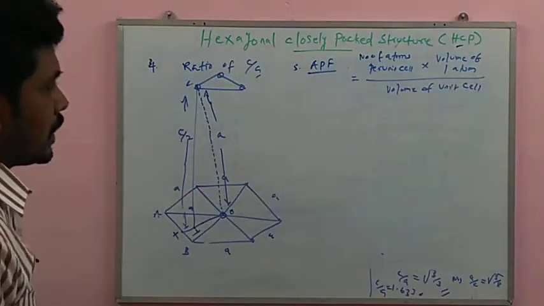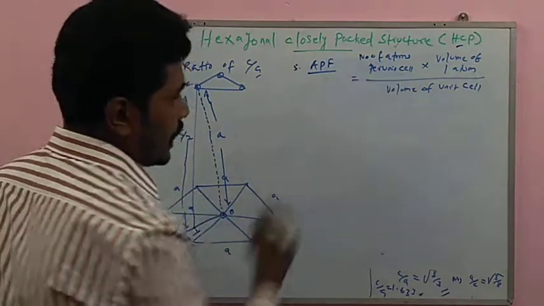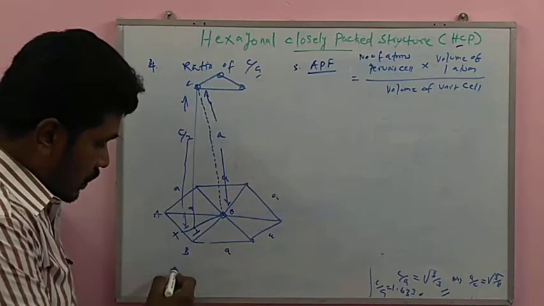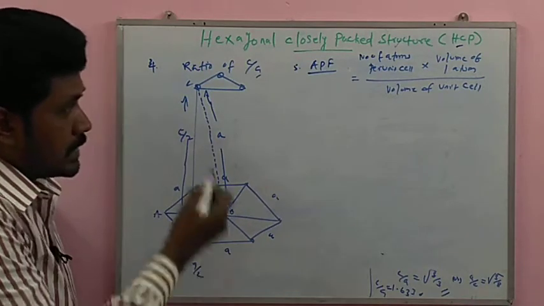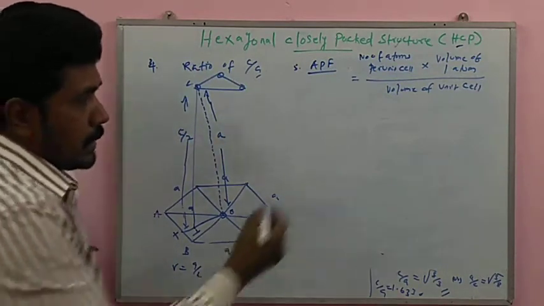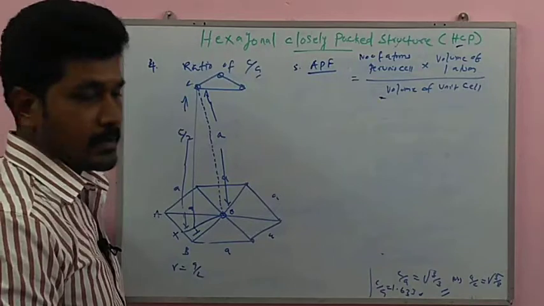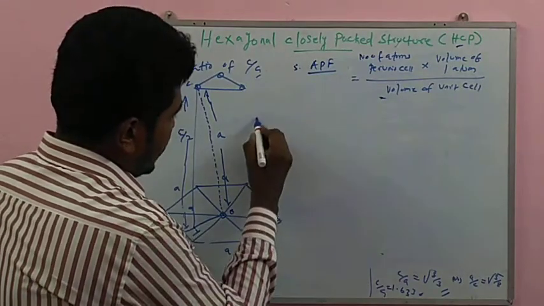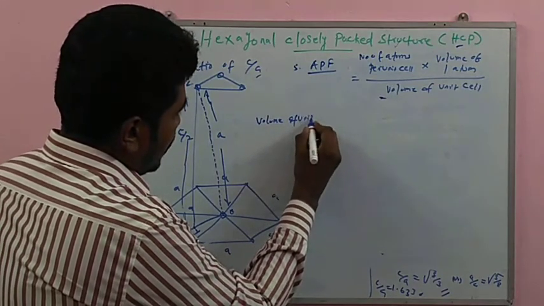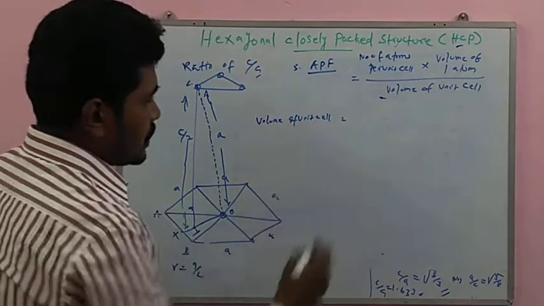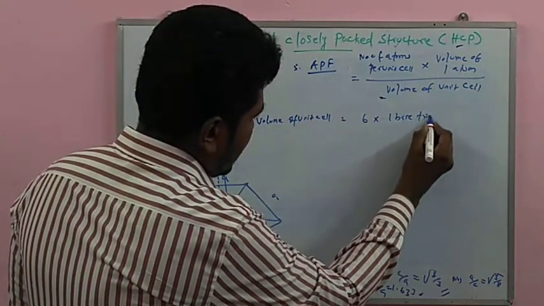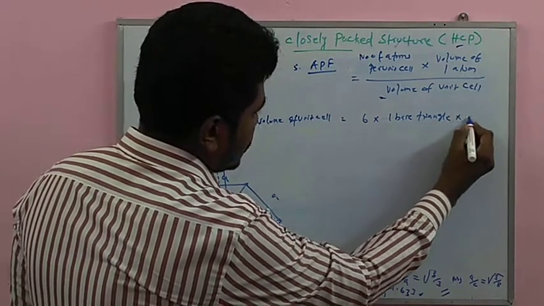The number of atoms per unit cell we already know is 6. The volume of one atom is equal to 4 by 3 pi r cube, where we already know r is equal to a by 2. Substitute that here. Next we have the volume of the unit cell of HCP. First of all, find the volume of the unit cell. That value is equal to 6 into 1 base triangle into height.